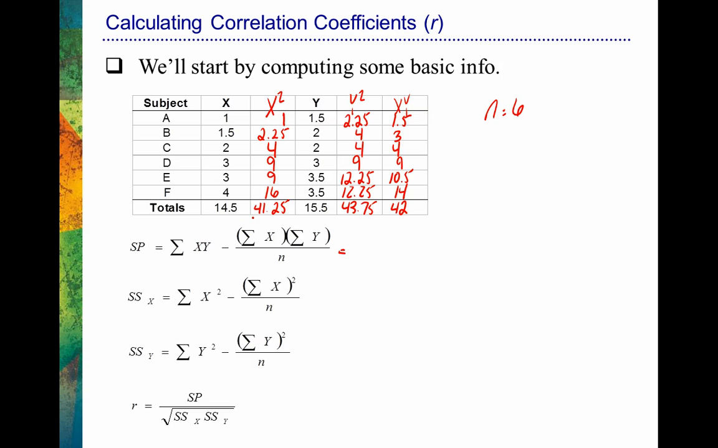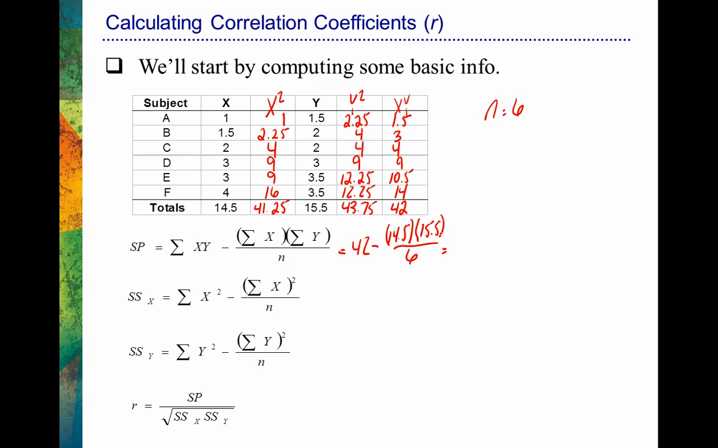Sum of x times y equals 42. We need to subtract the sum of x times the sum of y. The sum of x equals 14.5. We will put that in parentheses just to show multiplication. We want to multiply that by the sum of y, 15.5. And then divide that by our n, which equals 6. So let's just simplify and solve that.